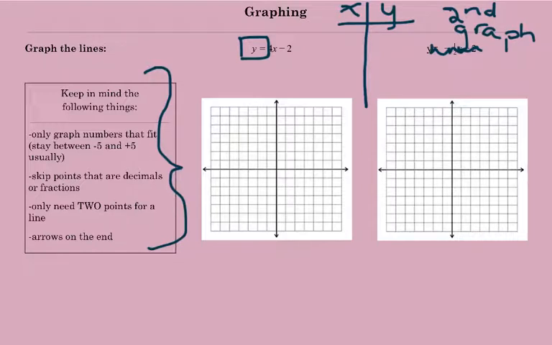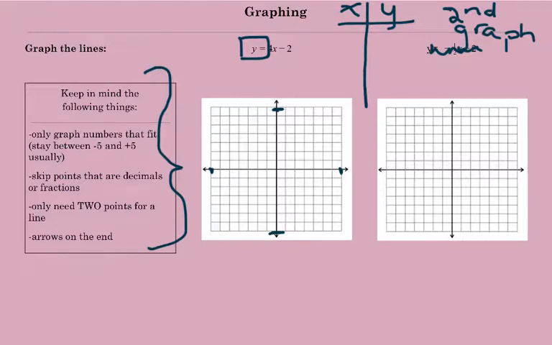I know that you are going to have access to all points possible on here, from negative 100, 200, up to positive 100, 200, 300, but obviously we can't fit all of those onto the graph. So only graph numbers that fit. In this case, I suggest between -5 and 5. This one will go up to, it looks like, 7 and -7 in both directions. So pay attention to 7s.